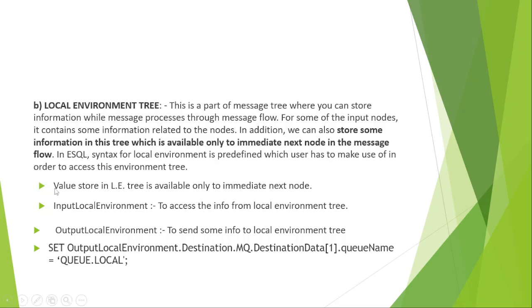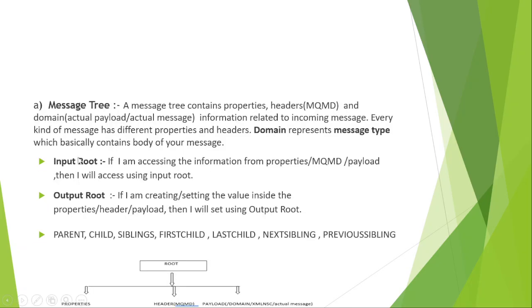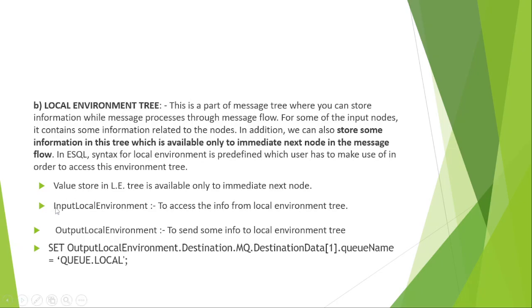A value stored in the local environment tree is available to the immediate next node, which I already explained here. Similar to what we have learned, the input root is used to fetch a value from the message tree and the output root is used to send a value to the message tree. Similarly here we have the input local environment and output local environment. Input local environment is used to access the information from the local environment tree. Similarly, output local environment is used to send some information to the local environment tree.